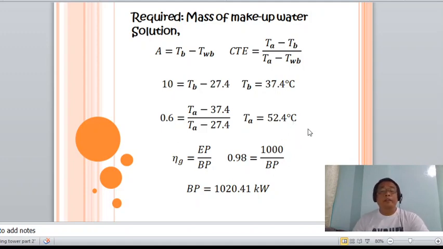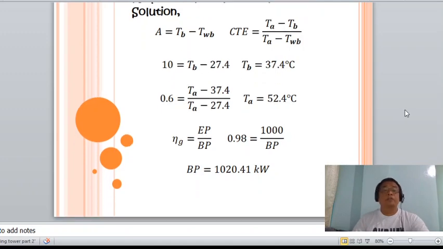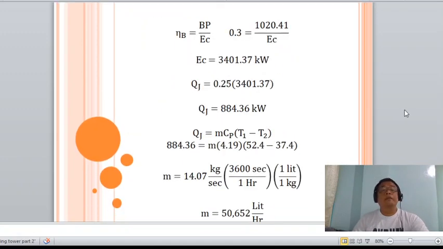And then getting the brake power, knowing the thermal efficiency and the combined power, or the generator efficiency rather, the brake power now is 1020.41 kilowatts. Okay? So, again, getting the energy chargeable, knowing the thermal efficiency of 30%, the energy chargeable now is 3,401.37 kilowatts. And then getting the heat carried by the jacket water, that is 884.36 kilowatts.